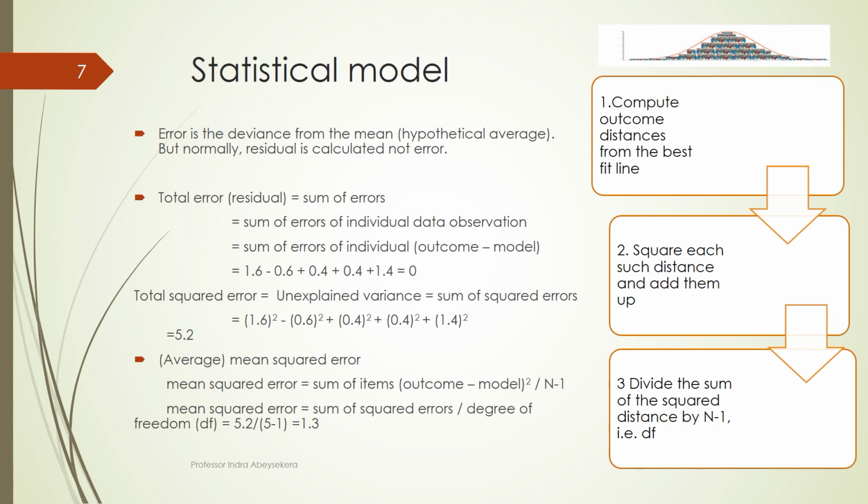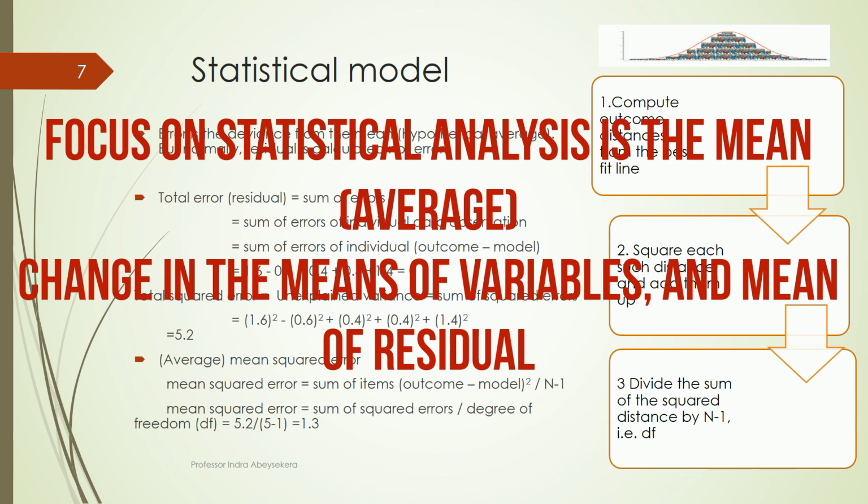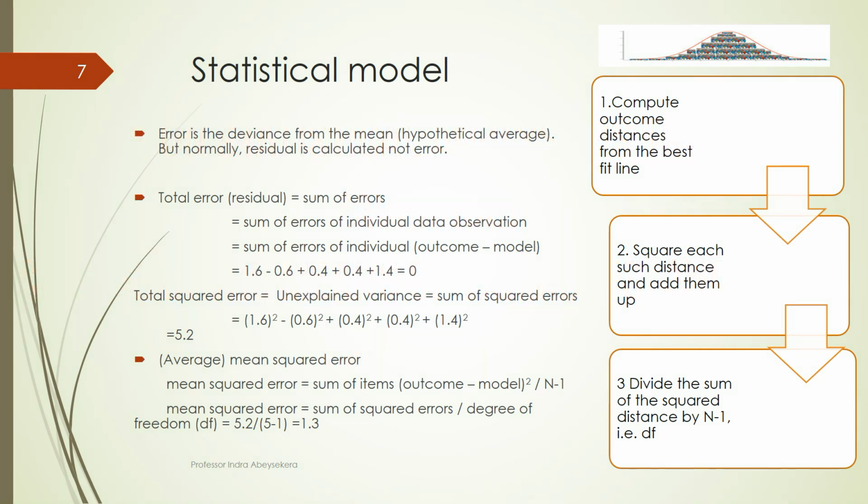For us, in statistics, we express the relationships and attributes using averages, the means. When we look at a relationship between dependent variable and independent variable, our focus is when the independent variable changes, when the average of the independent variable changes, how much the average of the dependent variable changes.